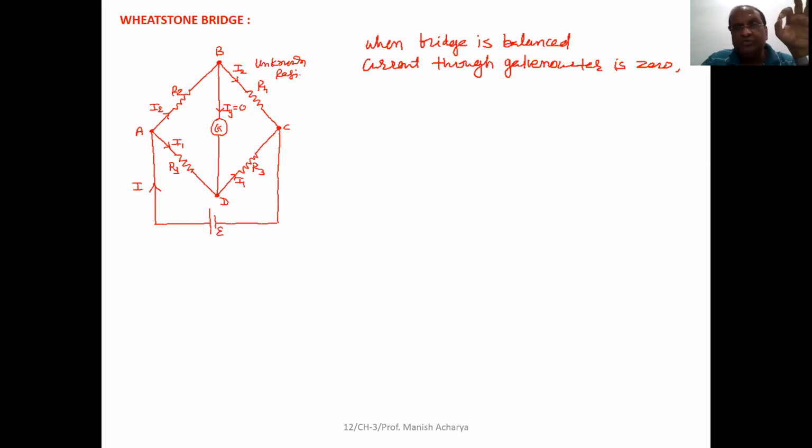When galvanometer shows you 0 deflection, then we can say bridge is balanced. Or in other words, we can say when the bridge is balanced, always galvanometer shows you 0 deflection. So here we have to adjust the values of the resistances R1, R2 and R3 such that the galvanometer shows you 0 deflection. So current through galvanometer is 0 and we can say bridge is balanced.